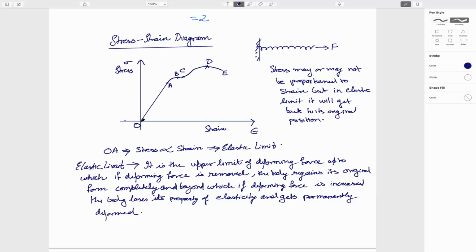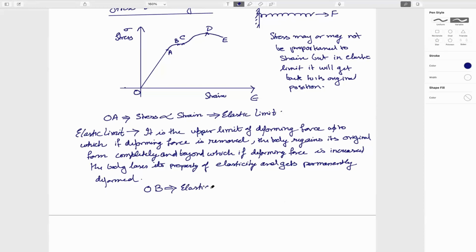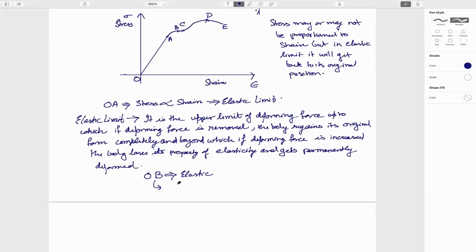So the question is, does the elastic limit lie till OA only? No, that is not the case. The elastic limit lies from O to B. OB is divided into two regions, that is OA and AB. In OA, stress is directly proportional to strain, and in AB, stress is not proportional to strain. So that is the elastic limit.